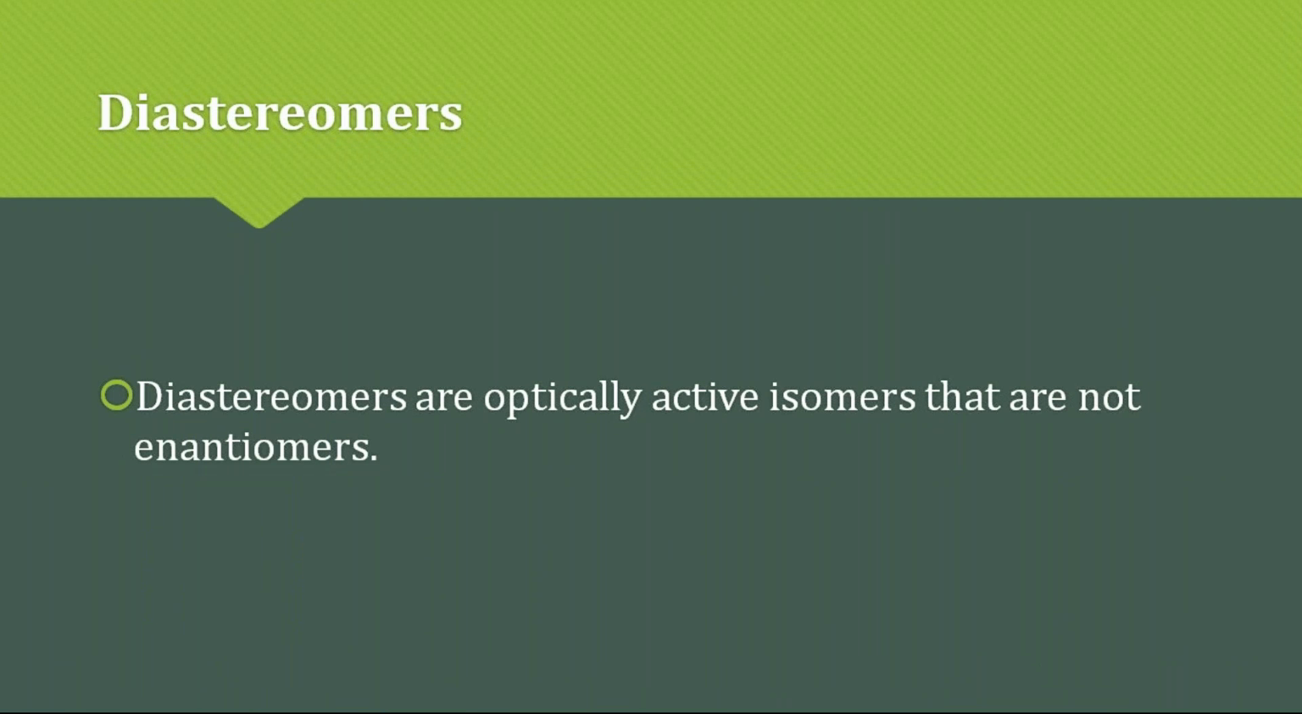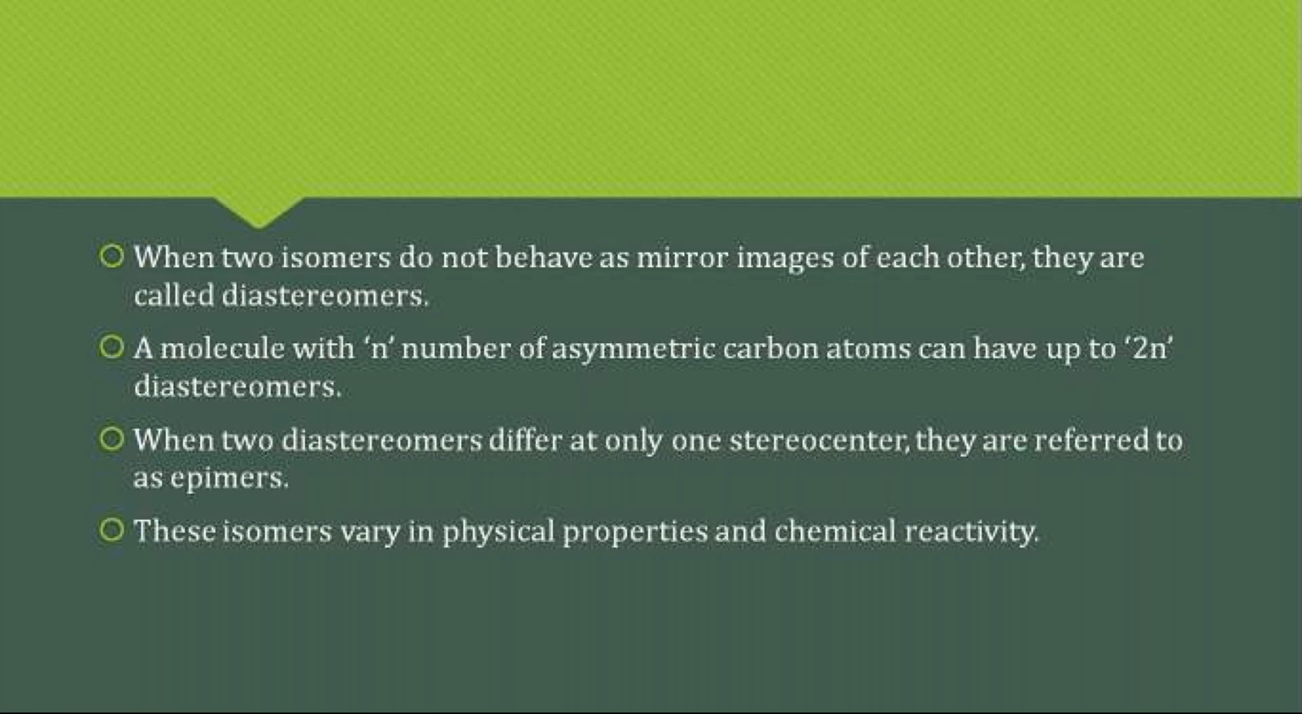Diastereomers are optically active isomers that are not enantiomers. So diastereomers do not behave as a mirror image of each other. A molecule with n number of asymmetric carbon atoms can have up to 2^n diastereomers. When two diastereomers differ at only one stereocenter, they are referred to as epimers, and these isomers vary in physical and chemical properties.